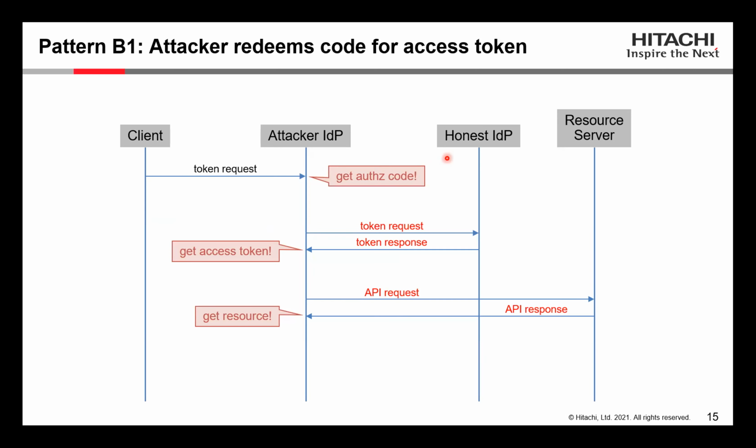In this pattern B1, the attacker redeems the authorization code for an access token. After getting an authorization code, the attacker sends a token request to HITP. Then HITP sends a token response to AIDP, so the attacker can get an access token. After that, the attacker sends an API request to the resource server using the access token and gets the user resource. This is pattern B1.